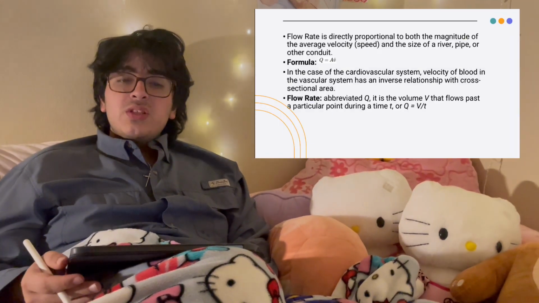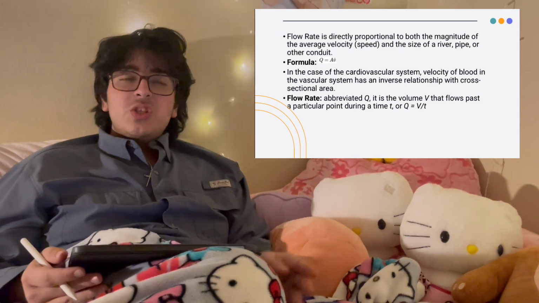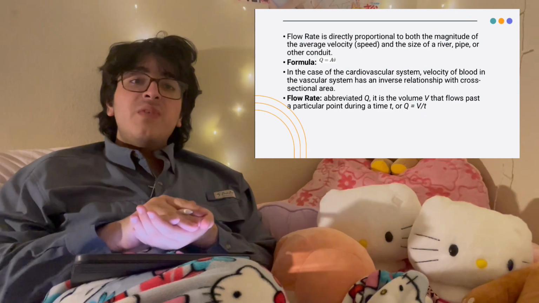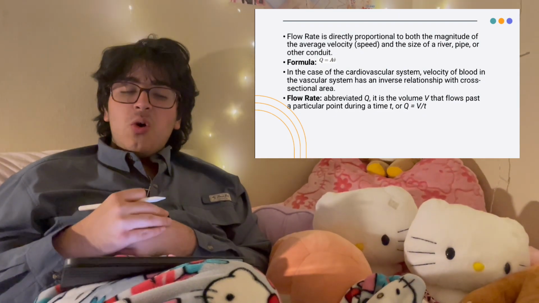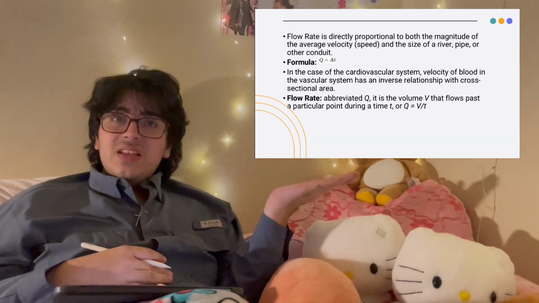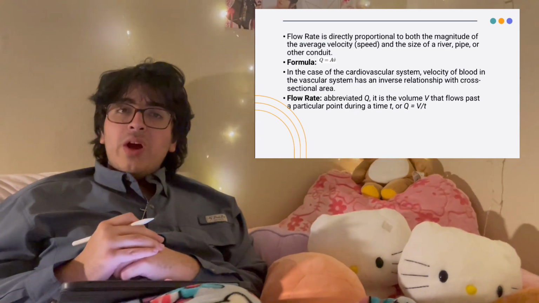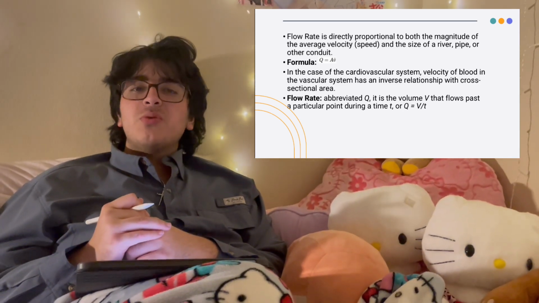In these cases, the cardiovascular system will be talking about the speed of the blood going through the heart, which is the V, and we'll be talking about the size of the vein, artery, or other blood vessel being used, also seen as the A. In this example, we'll be talking about the cardiovascular system, where the velocity or speed will be the speed of the blood going through the veins.